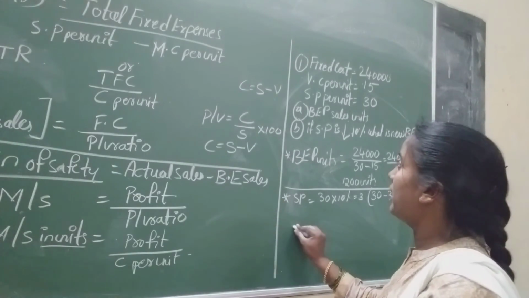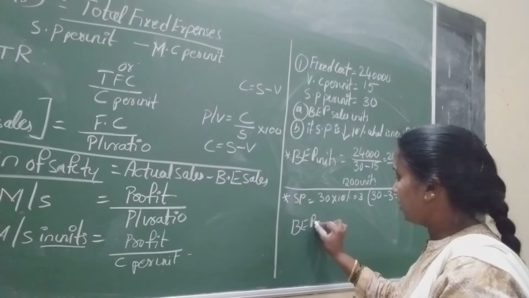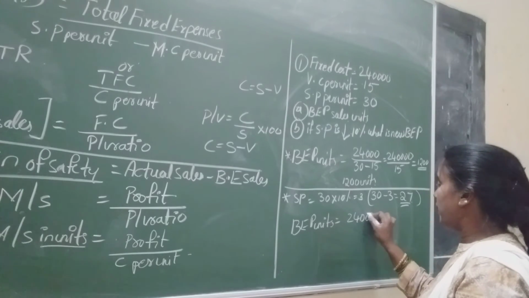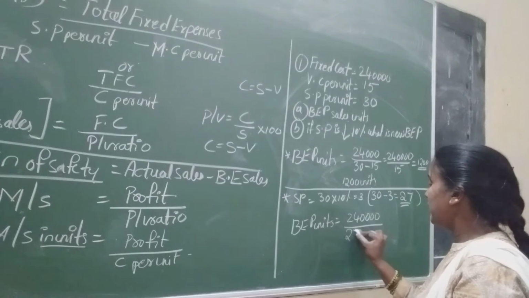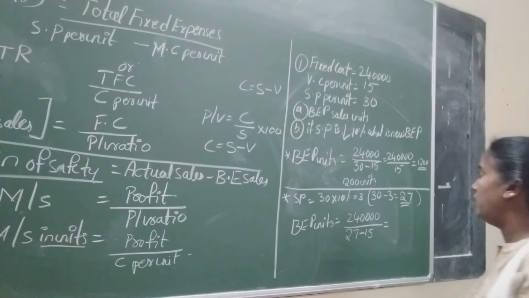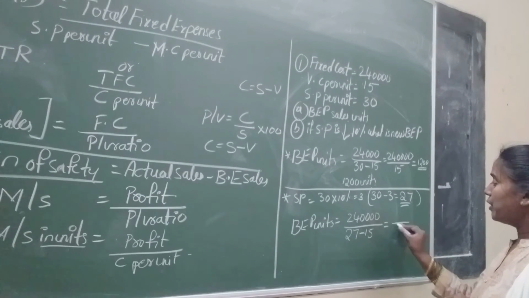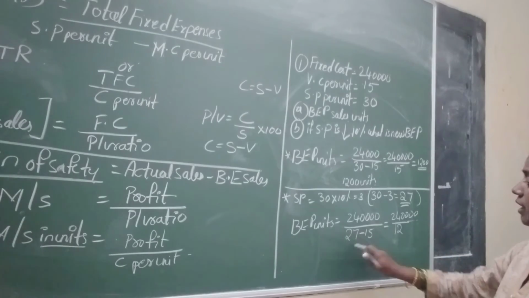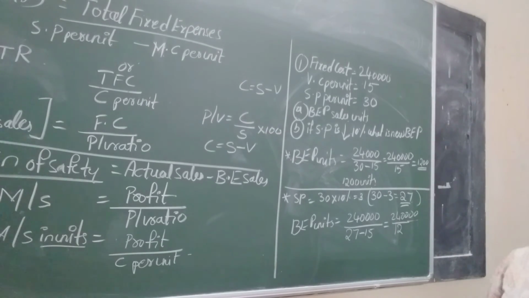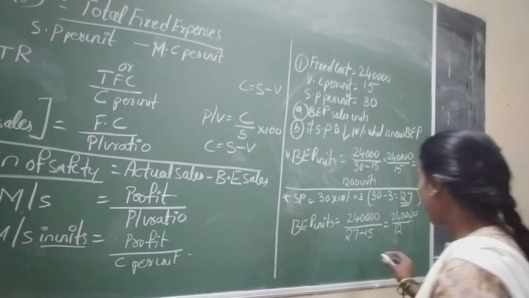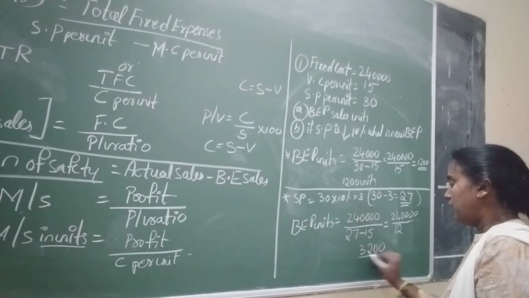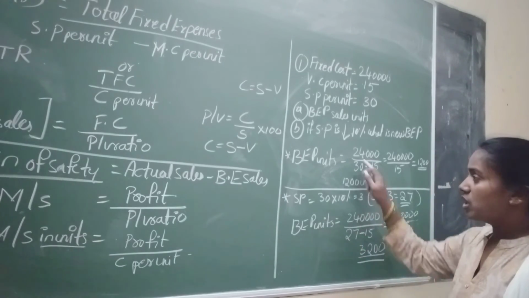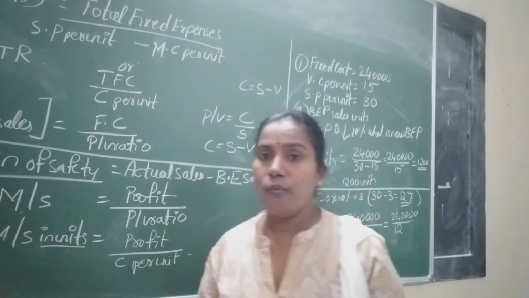Taking this, we are calculating again. BEP units is equal to 2,40,000 divided by 27 minus 15. 27 minus 15 is 12 rupees. So the answer you are going to get here is 3,200. 3,200 is the answer. Clear all of you? So in the first question, 2 bits are given, and I did them on the board for your sake.